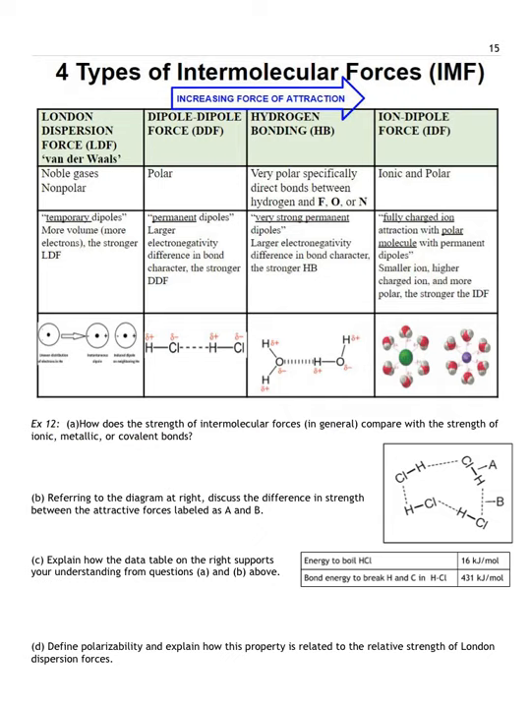There are 4 types of intermolecular forces that we will see in covalent compounds. These are the forces that are in between these molecules. The 4 types, and it goes from weak to strong. So the first one is London dispersion, and then it goes into dipole-dipole, and then hydrogen bonding, and then ion dipole. These are the types of substances that you will see having these forces of attraction.